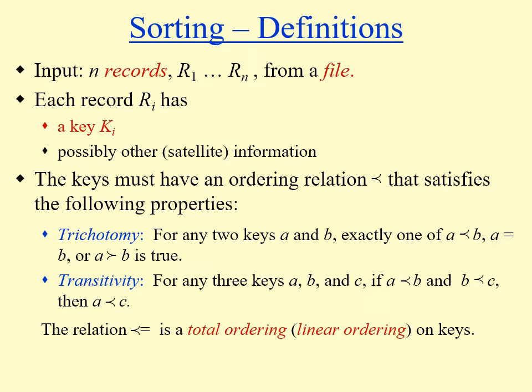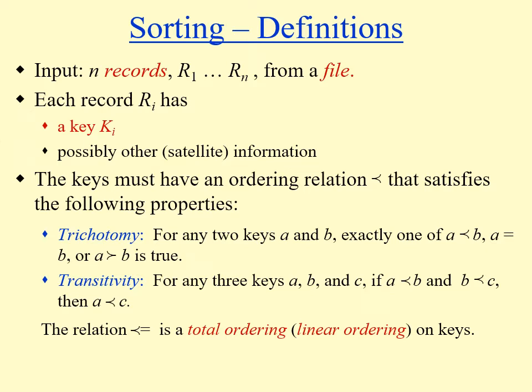Let's look at the second one. Each record Ri has a key Ki. That means you want to sort based on the keys. Of course, maybe the records contain a lot of information, like a student's record, but we want to sort according to some properties. Those properties which are selected for sorting, we say they are keys. Keys means you can use this key to retrieve or to unlock something, to unlock a record.